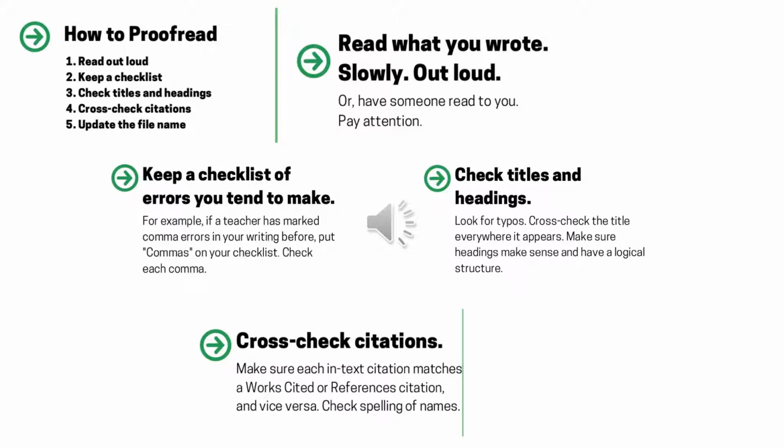Keep that checklist of errors you tend to make. So if you know you have a challenge with spelling words correctly, then you definitely want to double check that list of words. Checking titles and headings. You want to look for typos, cross-check the title everywhere it appears, make sure your headings make sense and have a logical structure. You want to cross-check your citations, make sure each in-text citation matches a works cited or references citation, and vice versa. Check spelling of names, okay? That is what you want to do in your proofreading process.